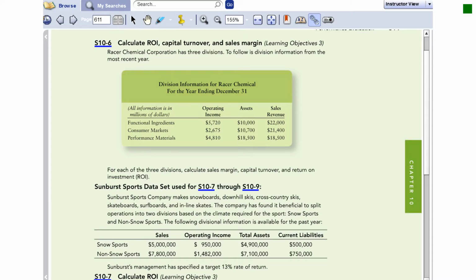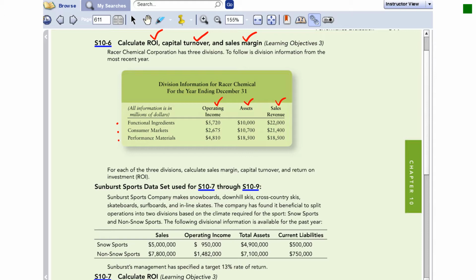Okay, so exercise S6 is the next one I want to look at, which is your ROI calculation, capital turnover, and sales margin. They've given you three different divisions: functional, consumer, performance. They already gave you operating income, assets, and sales revenue, and then you're just going to use your formulas to calculate each of these.